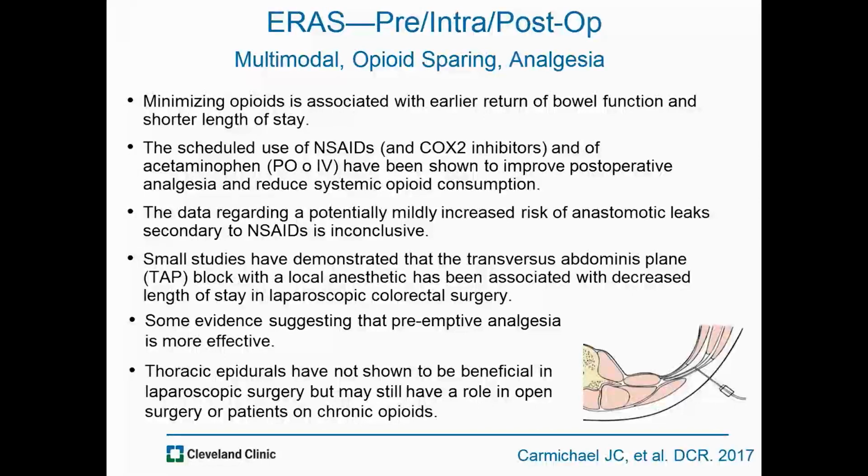There have now been several studies that have shown that TAP blocks, or transverse abdominis plane blocks, can decrease the need for opioids and improve pain scores, especially in laparoscopic colorectal surgery. And the TAP block entails injection of a local anesthetic into the transverse abdominis plane, which leads to local anesthesia of the abdominal wall, and thereby reduces pain scores and the need for opioids.